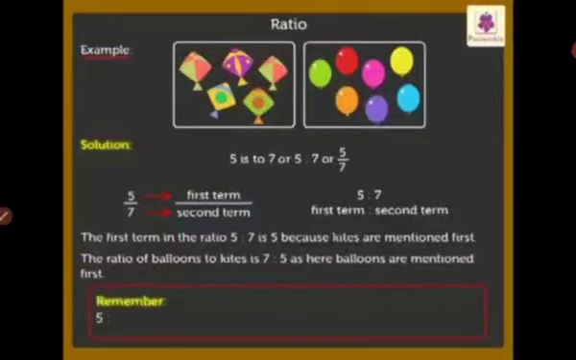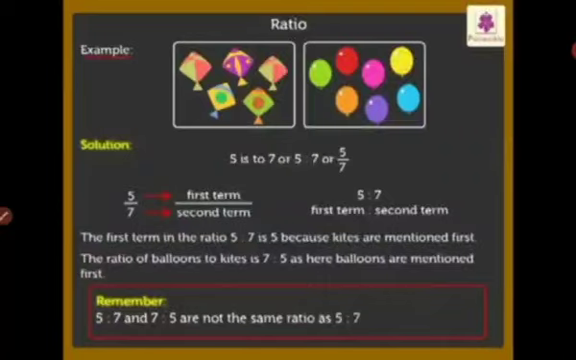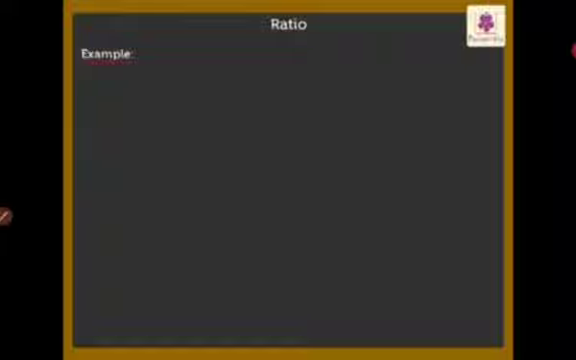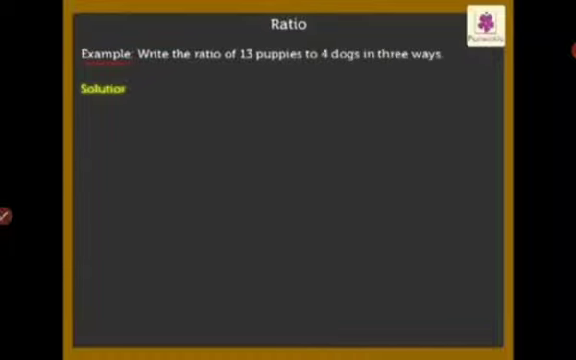Remember, 5:7 and 7:5 are not the same ratio, as 5:7 is 5/7 and 7:5 is 7/5. Now let's solve an example. Write the ratio of 13 puppies to 4 dogs in 3 ways.